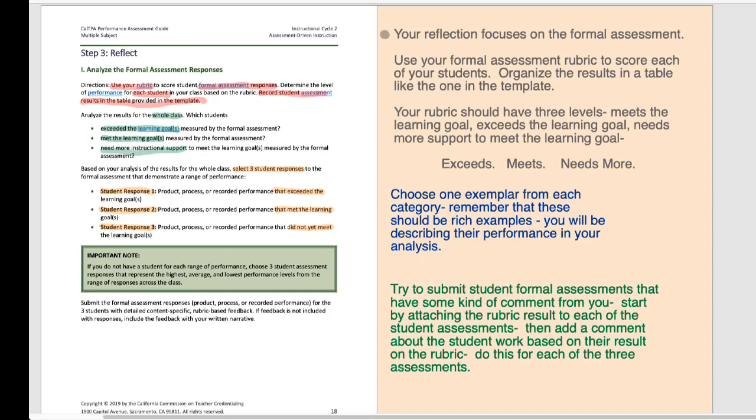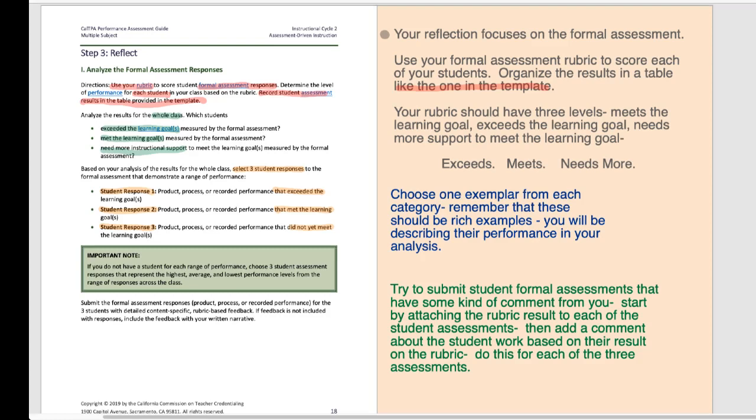The next is use your formal assessment rubric to score each of your students. Organize the results in a table like the one in the template. That should be very clear, self-explanatory. And the more you make it like the one in the template, the better you'll be able to analyze it and then report back your findings.